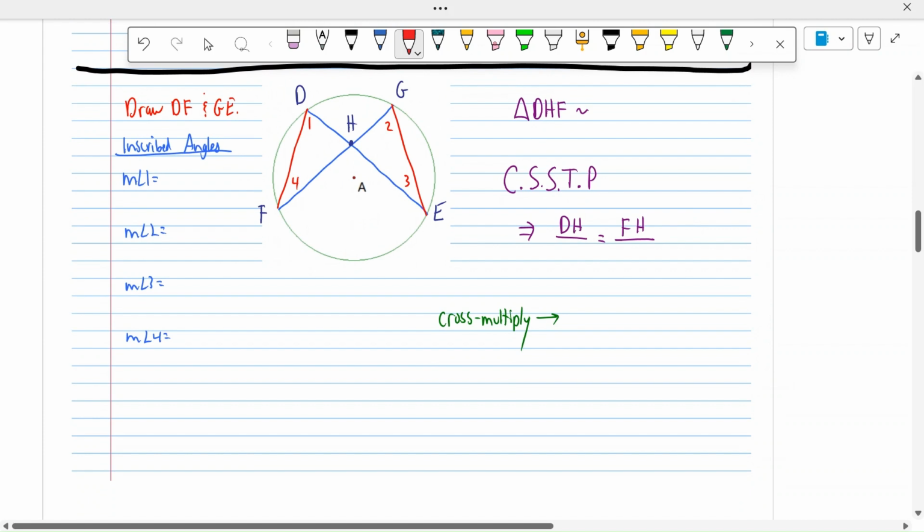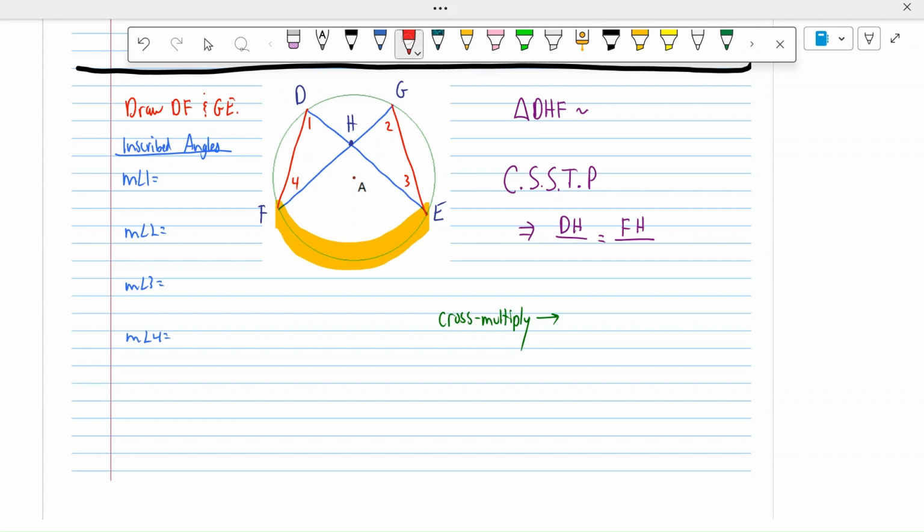Let's see. So if you draw in some more auxiliary segments, draw in DF and GE, we can start to get an idea of what this relationship is going to be. Measure of angle 1, this inscribed angle, is 1/2 of measure of arc FE. Angle 2 is also 1/2 the measurement of arc angle FE. And if you recall, if two angles are both inscribed inside of the same arc angle, then those two angles, in this case 1 and 2, must be equal to each other. So measure of angle 1 is equal to measure of angle 2.